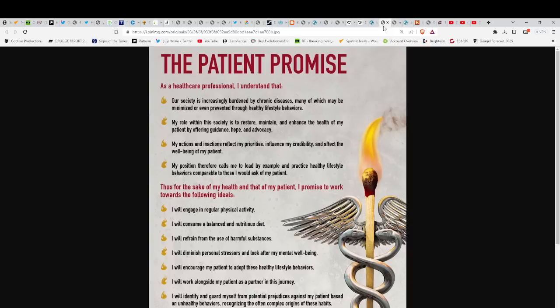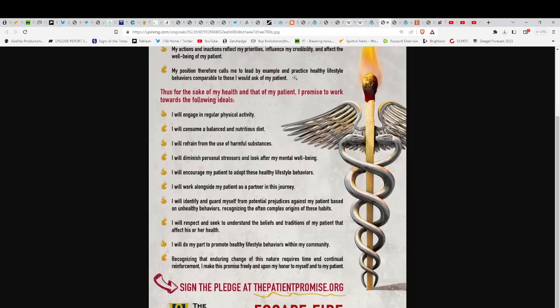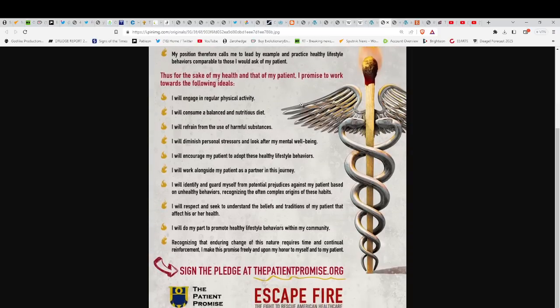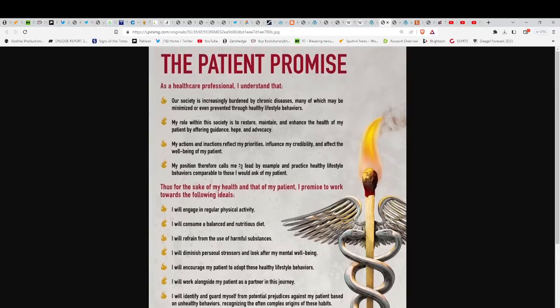You've heard of the Hippocratic Oath. This is an oath that somebody put together, and this is from Escape Fire, the fight to rescue American healthcare. There was a movie that they put out, and it's great that there are people that recognize what's going on. Some people know exactly what's going on, and most don't really understand. They just know that they were brought up into a system. Their parents dragged them to the doctor when they had a sniffle.